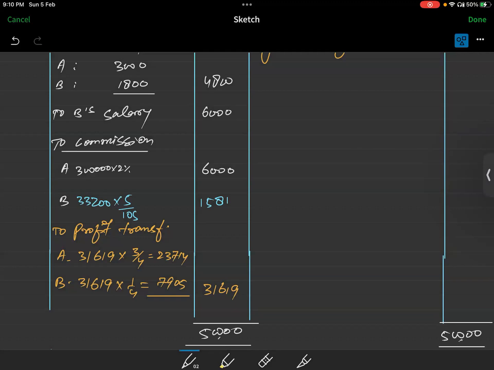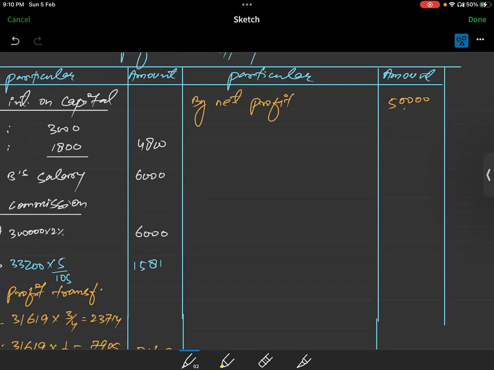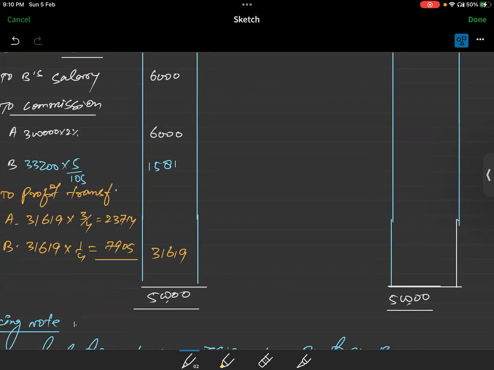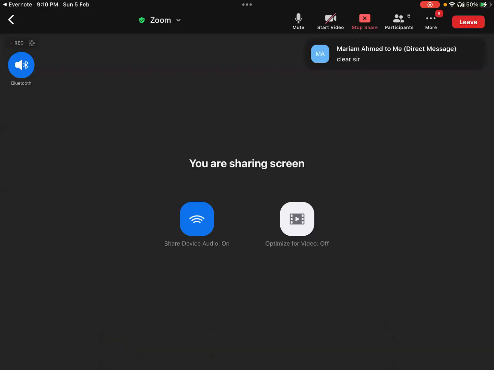Got it? So this is how we'll prepare the profit and loss appropriation account. I hope this is clear, everybody. Abin, Halima, and Mariam, kindly confirm if this is clear or not. Everyone? Yes, sir. Clear, okay. All right.